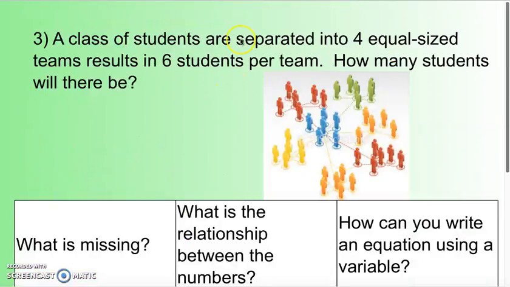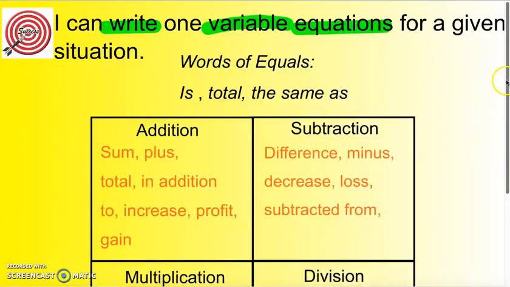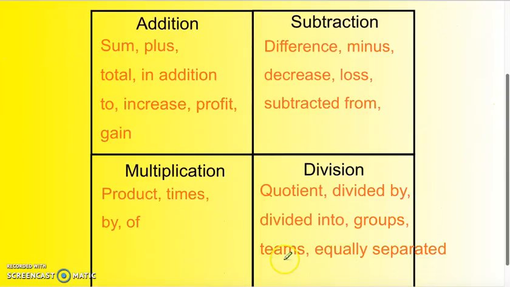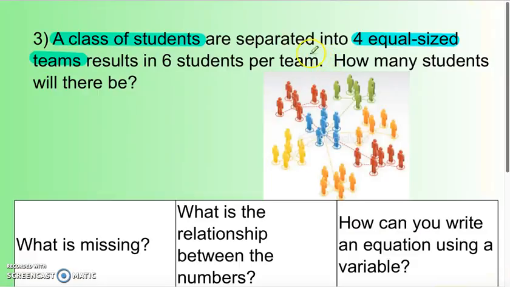It says a class of students are separated into 4 equal size teams, which results in 6 students per team. How many students will there be? Okay, so a class of students, we don't know how many. They were separated into 4 equal size teams. Well, teams is on our grid and it is under division. And so I know right away it's probably division that we're working with here.